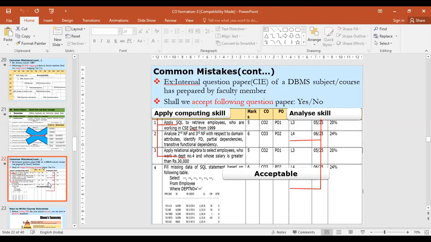And we will also put a benchmark. For lower levels of Bloom's, you cannot give more marks. For example, if you are giving Bloom's level 1 or level 2, the percentage of marks should be very less. You can give more marks for the higher levels, not for the lower levels. That's what we follow.